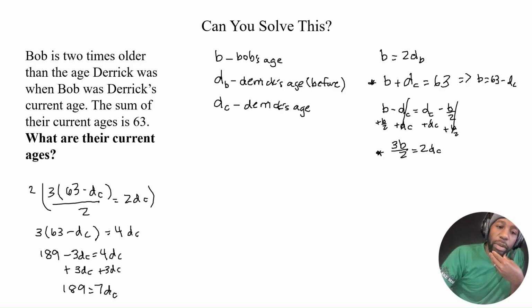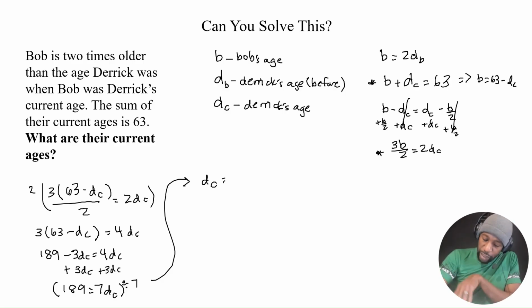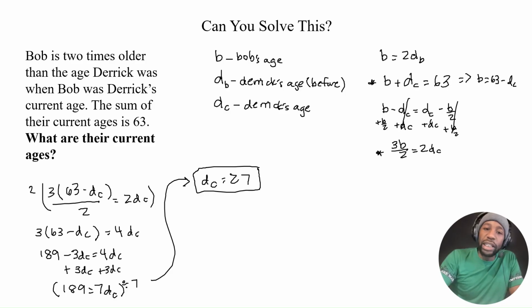Then you're going to divide the whole thing by 7. So DC is 189 divided by 7, which, looking at the work I did before, is 27. So there's one of the ages, Derek's current age. Now we can easily find Bob's current age by plugging it into this second equation here. So B plus DC, where DC is 27, equals 63. Subtract 27 from both sides, and that ends up being 36.